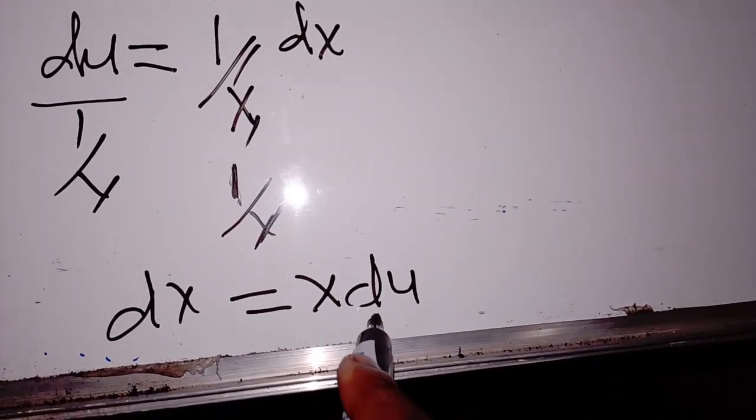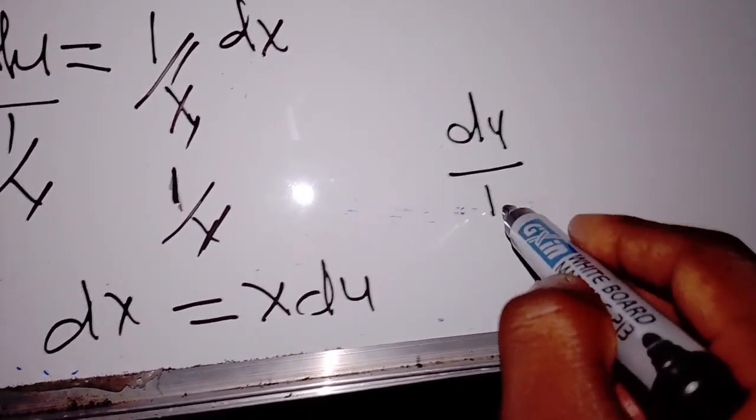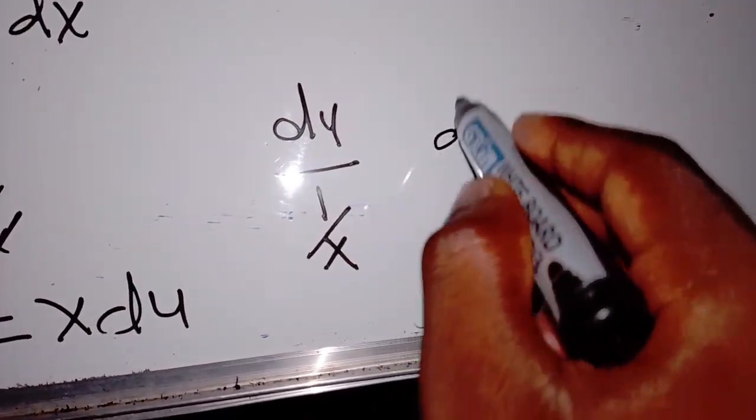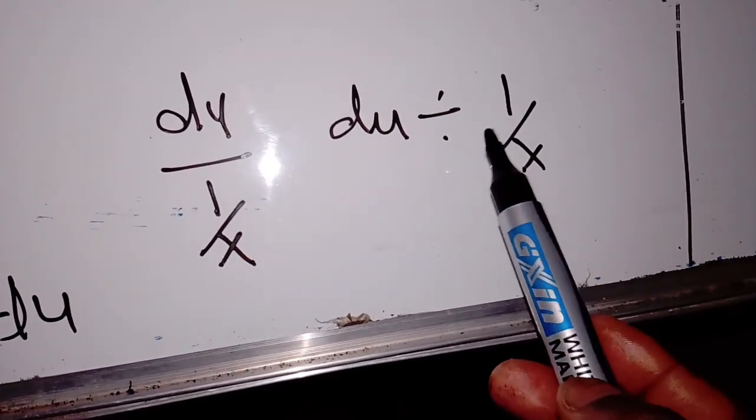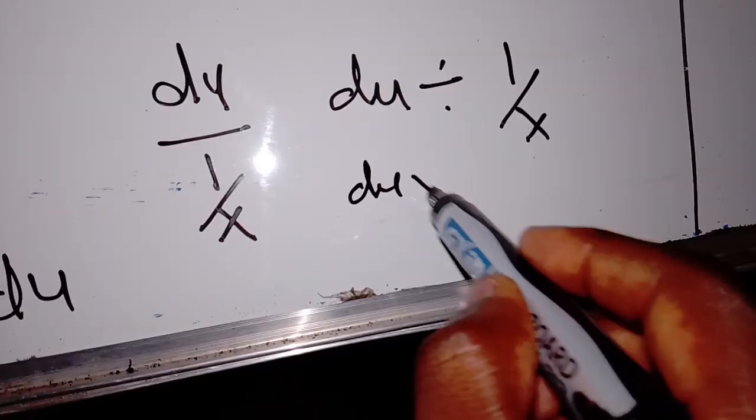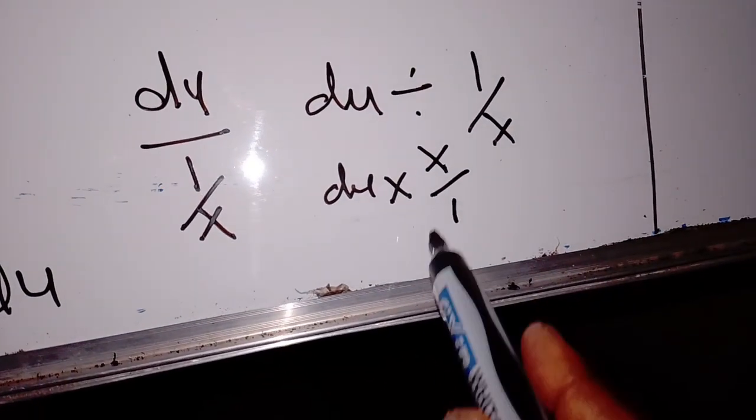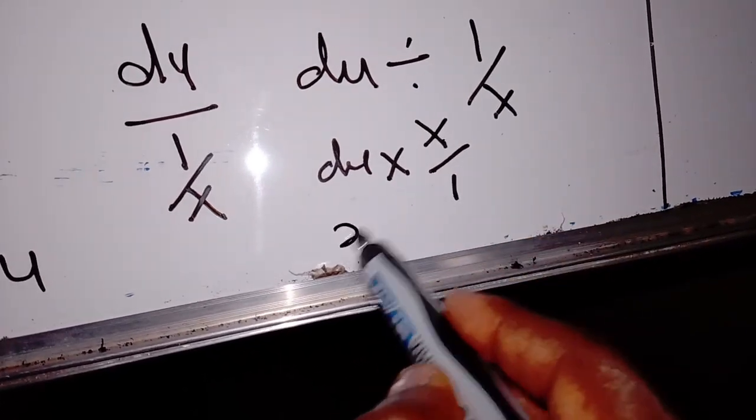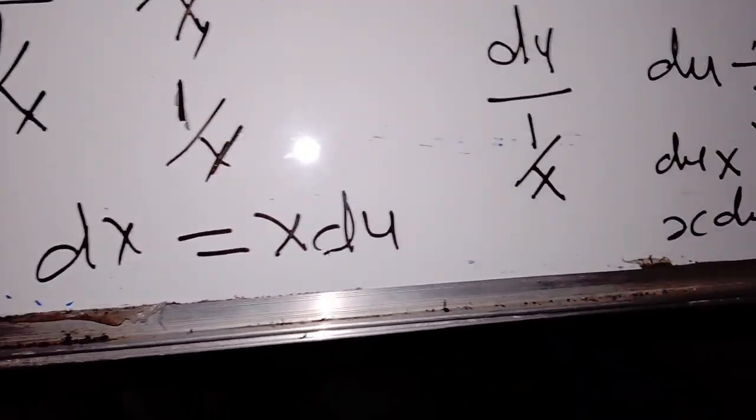If you don't know how I arrived at x du, remember we are saying du divided by 1 over x. When you are dividing, it changes to multiplication, so x will be on top and 1 at the bottom. If you multiply du times x, it will be x du. That's why I wrote x du. So dx is x du.